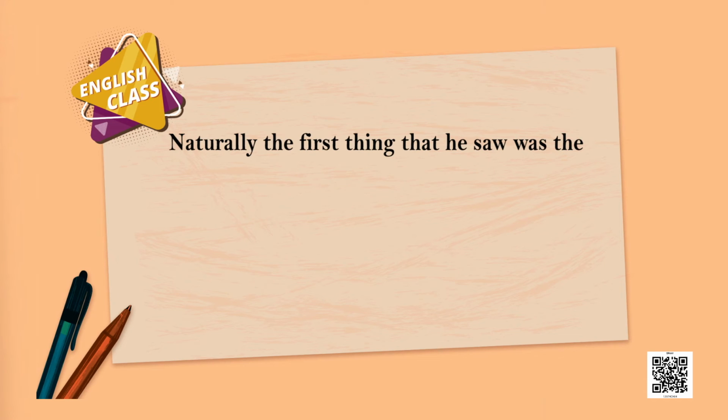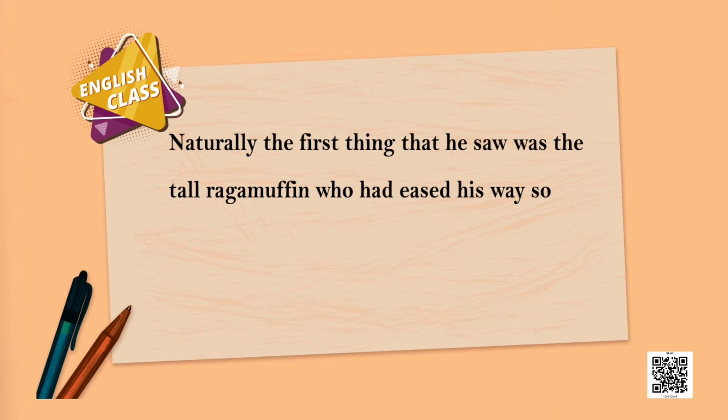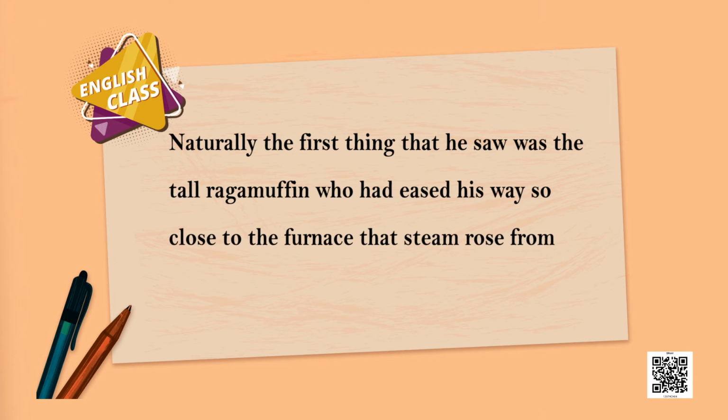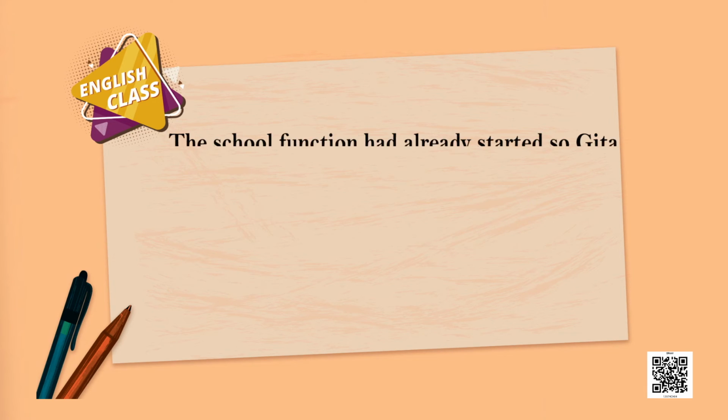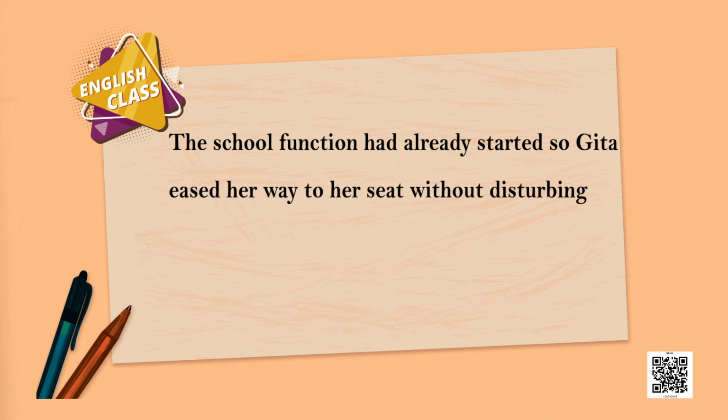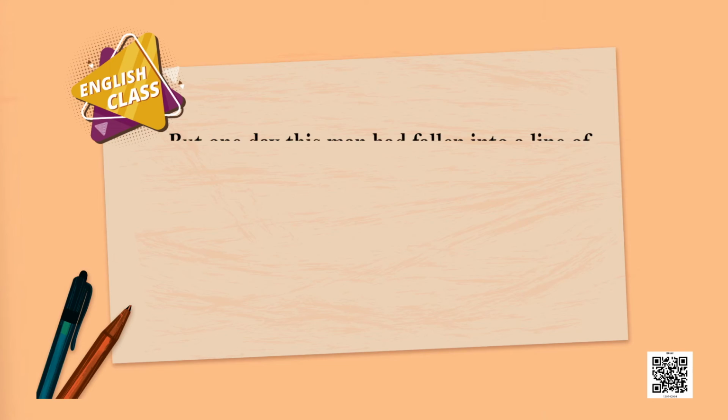Now, look at the next statement. Naturally, the first thing that he saw was the tall ragamuffin who had eased his way so close to the furnace that steam rose from his wet rags. Now, let's make a sentence out of this phrase, eased his way. The school function had already started, so Geeta eased her way to the seat without disturbing others. So, we can infer that eased his way means to move slowly and carefully. Now, let's look at the next expression.